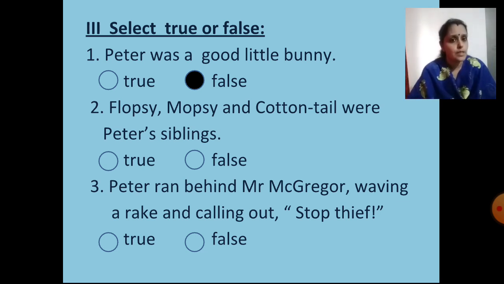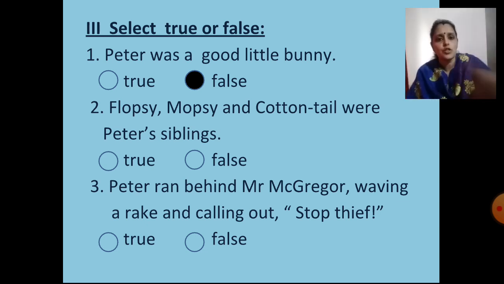Flopsy, Mopsy and Cottontail were Peter's siblings. Siblings means brother or sister. Okay, so Flopsy, Mopsy and Cottontail were Peter's siblings. Is this right or wrong? Yes, correct, right? They were Peter's siblings. So we will select true.